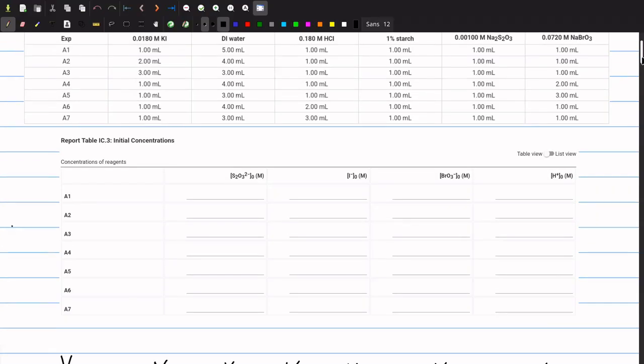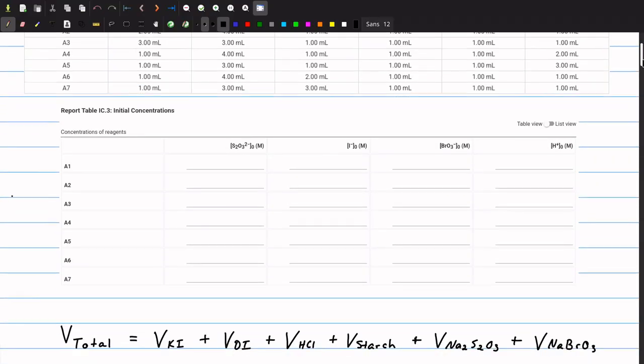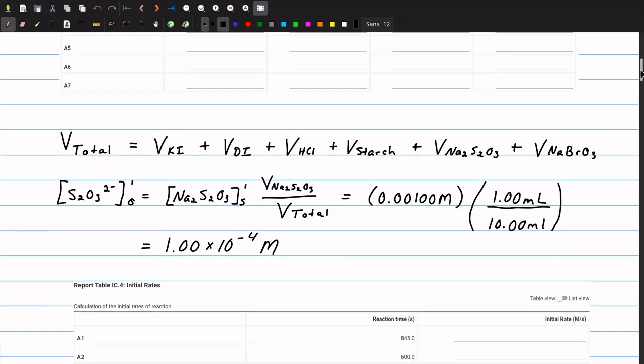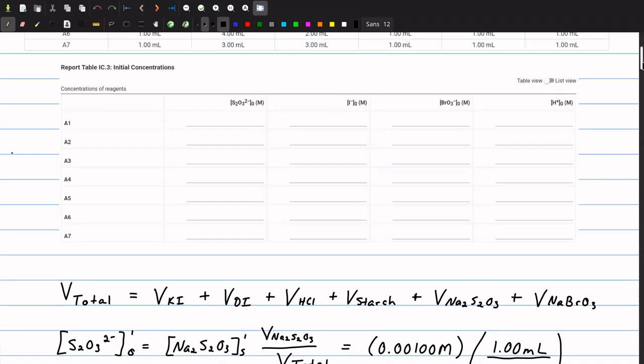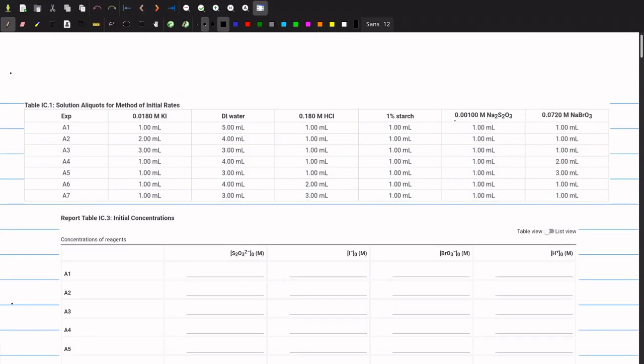So to fill this out, all we really need to do is just use the dilution equation. First we would sum up all the volumes of all the different components inside of the mixture. We just established that that's going to be 10 mL. And then to get the initial concentration of, say, the thiosulfate, we're going to see what the concentration of the sodium thiosulfate stock was. That is right here. It was 0.00100 molar.